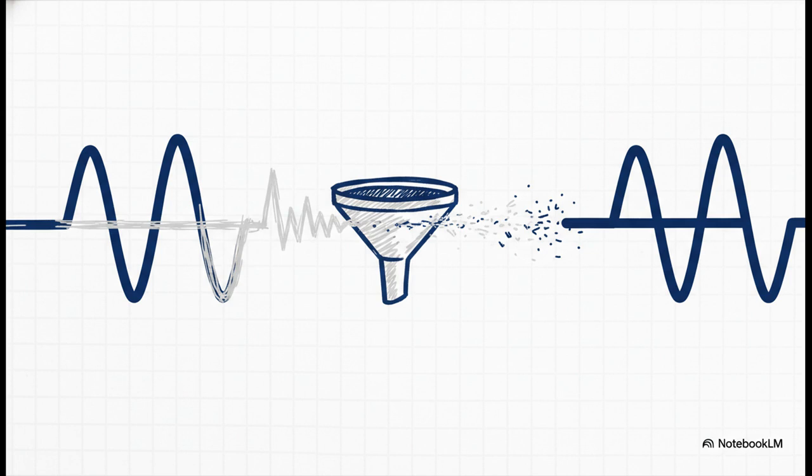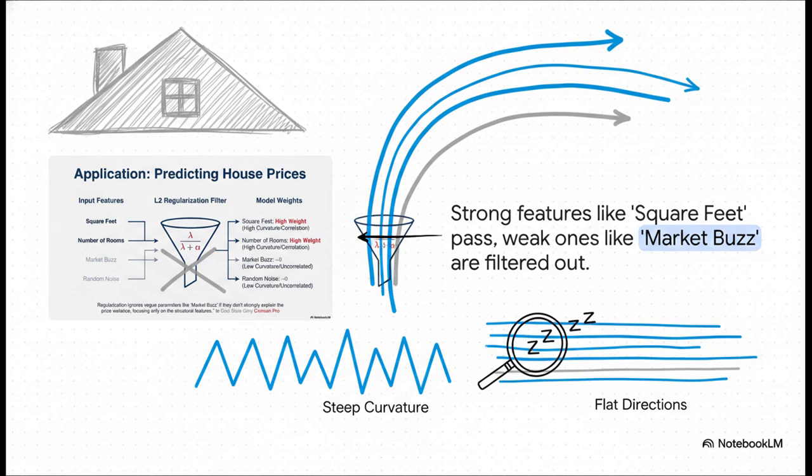It's amazing. Let's make this super concrete. Imagine we're trying to predict house prices. Features like square footage or number of bedrooms, those are strong signals. They create really steep curvature in our loss function. The L2 filter sees that and says, yep, you're important, and lets them pass through. But what about features like recent market buzz or just some other random noise? Those are weak signals. They create flat directions. The L2 filter catches them and shrinks their weights down to almost nothing, effectively telling the model, hey, ignore this stuff, it's just a distraction.